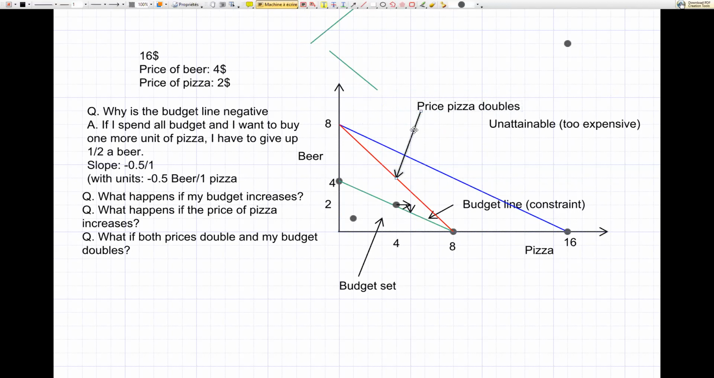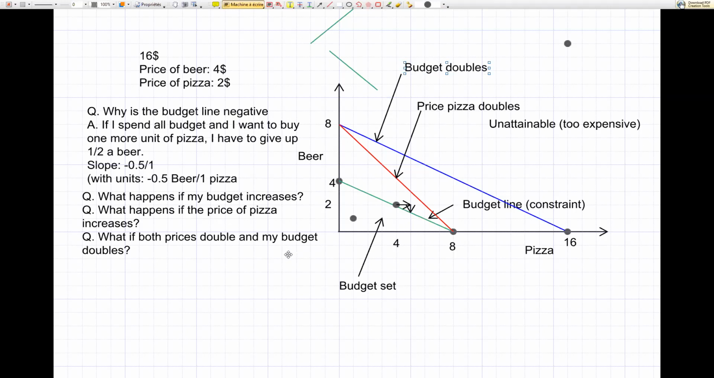I have a question. When can we see the line positive, not negative? Oh, so all the budget lines are always negative. Yes, because I always have to sacrifice one good to get some other good. It would be positive if buying one pizza allowed me to buy one beer, but then it means I don't have a limit on my budget.